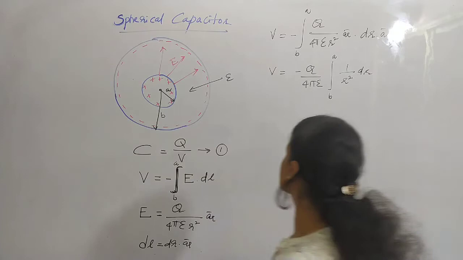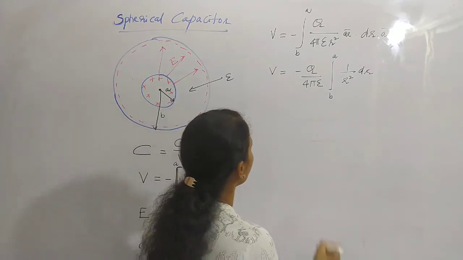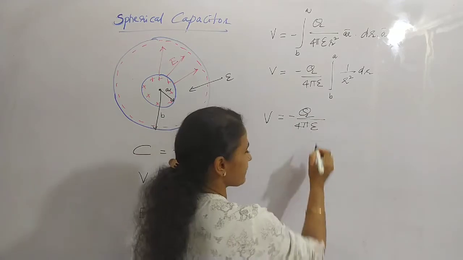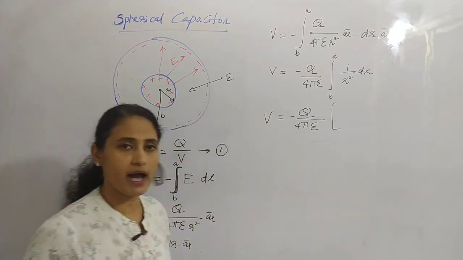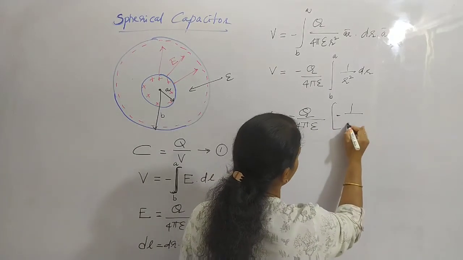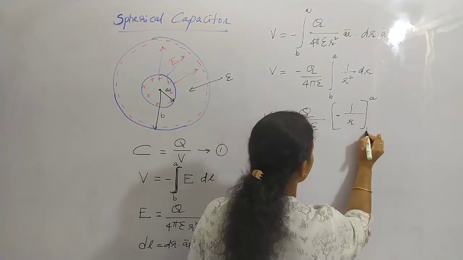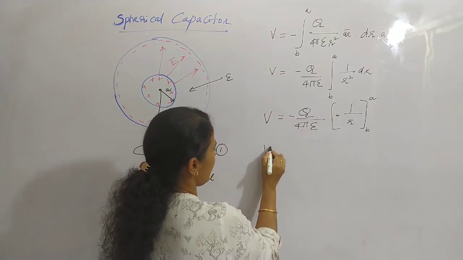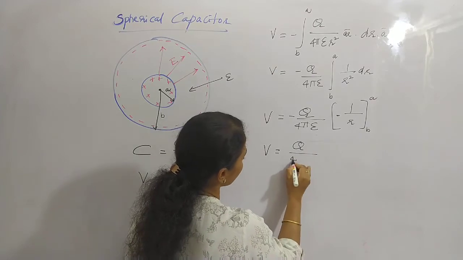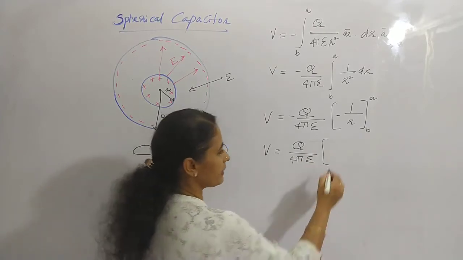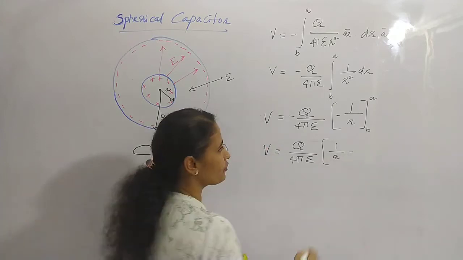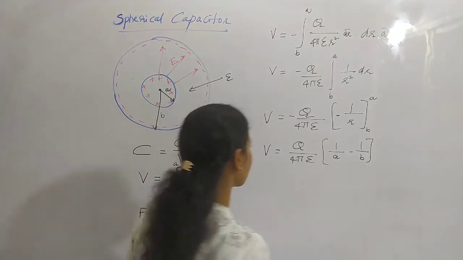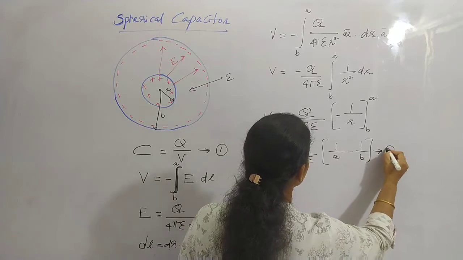Let us integrate this and substitute the upper and lower limits. V is given by minus Q by 4 pi epsilon. What is the integration of 1 by r square? It is minus 1 by r, with limits A to B. If you take this minus here, the minus and minus make a plus, and V is given by Q by 4 pi epsilon, the upper limit is 1 by A, the lower limit is 1 by B. By substituting the upper and lower limits, you get this. Let this be equation 2.